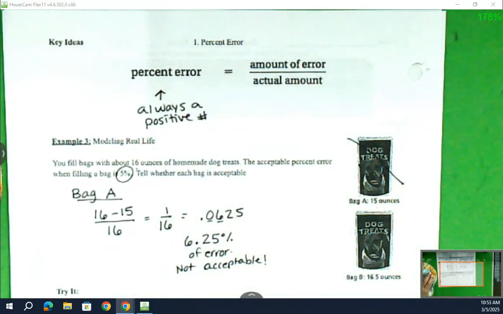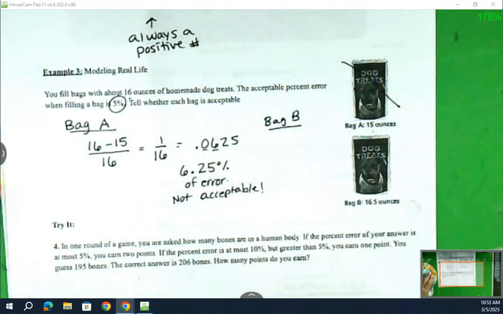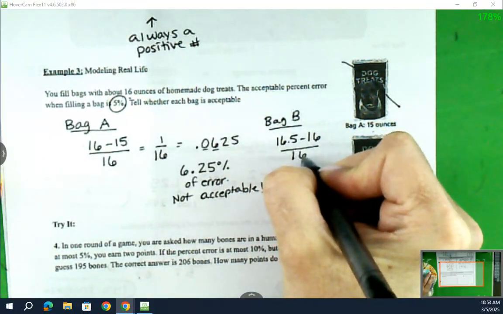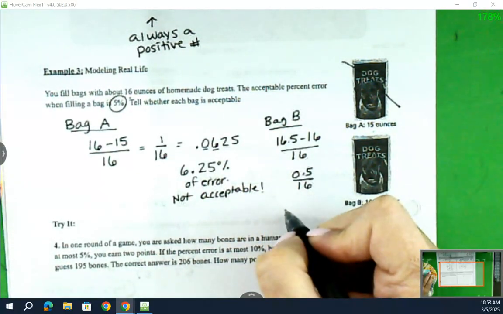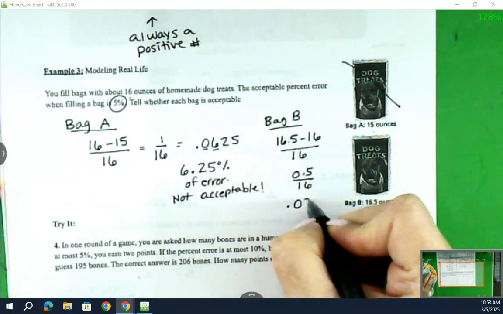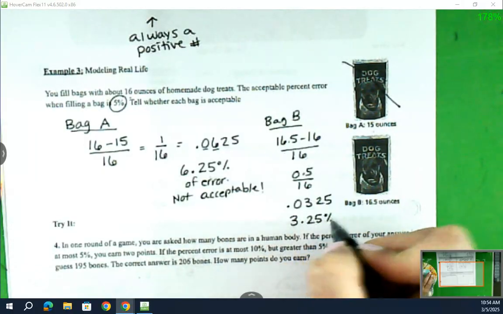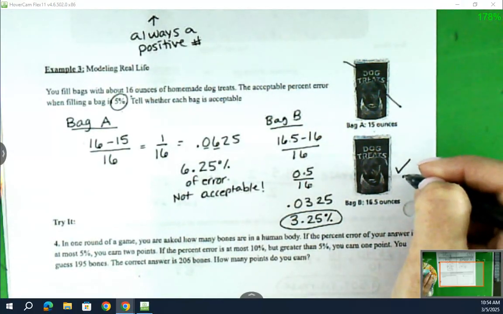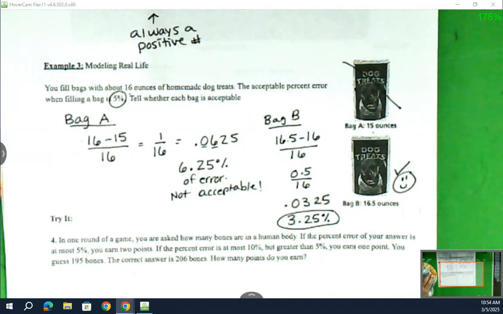Okay, that's not acceptable. Now we have to try and check bag B. That is 16.5 minus 16 over the 16. So here we have 0.5 divided by 16, which when we divide, we get 0.0325. So that's 3.25%. That is well within the 5% error, so this is acceptable. Okay, pause this video and try the try it question.